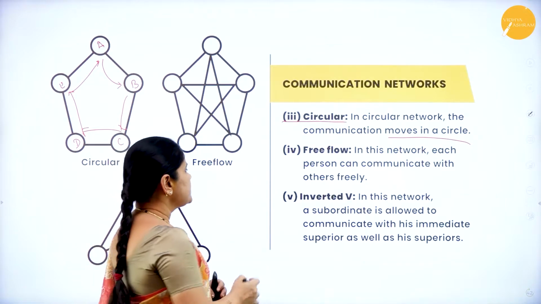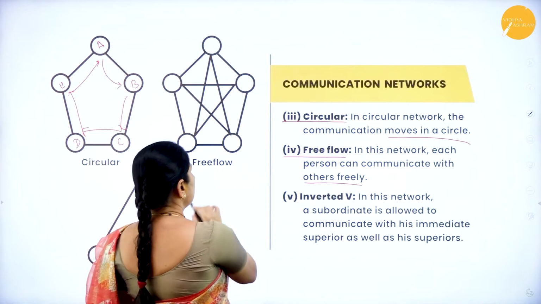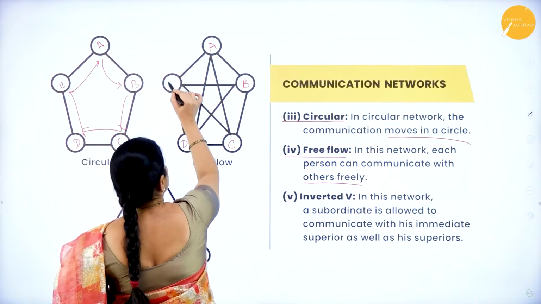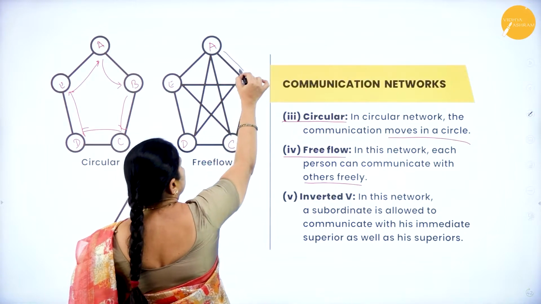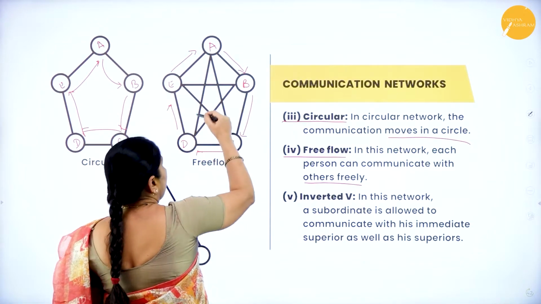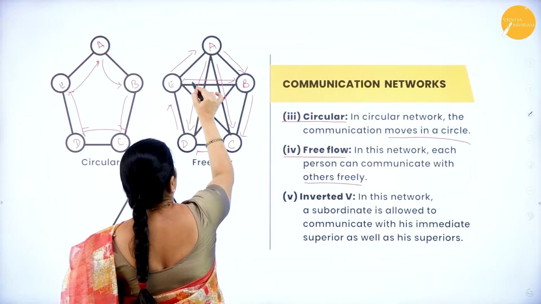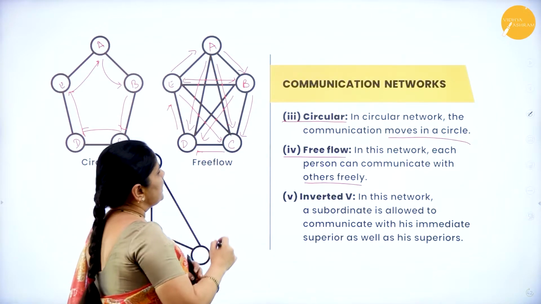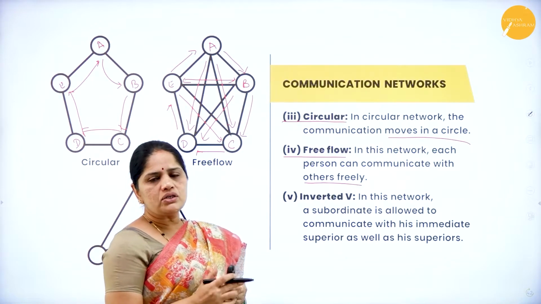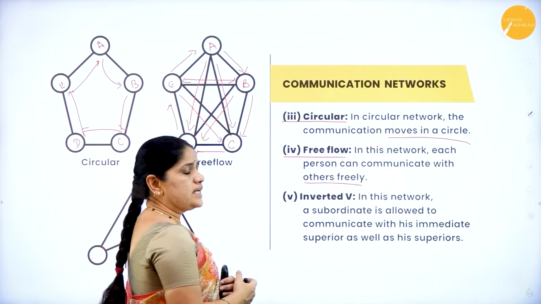The next kind of network is free flow. In this network, each person can communicate with others freely. Again, if we name these persons A, B, C, D and E, we have a network between A and B, B to C, C to D, D to E and again E to A. There are also cross lines of communication, A to D, A to C, E to B and E to C. There are various cross lines, and they don't follow a particular pattern. So there is a free flow of communication in the organization, and we call it free flow.